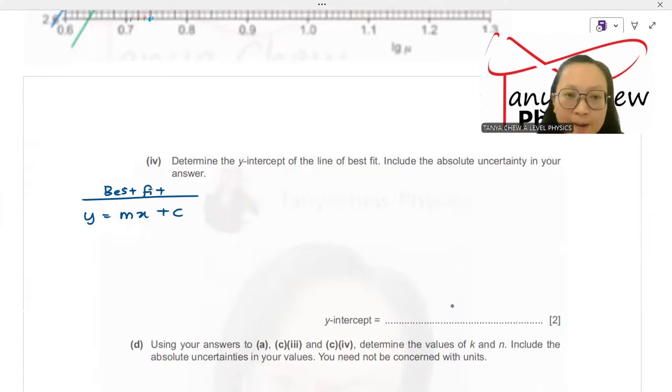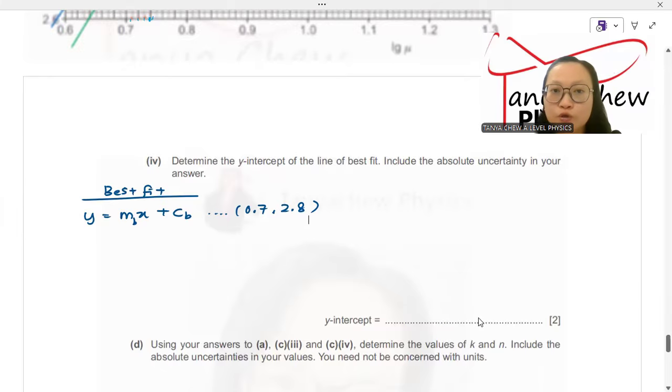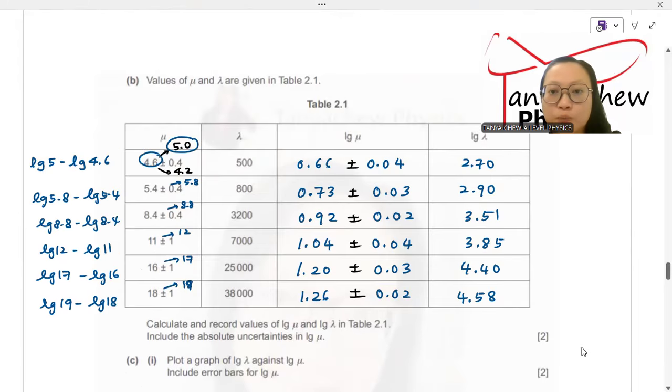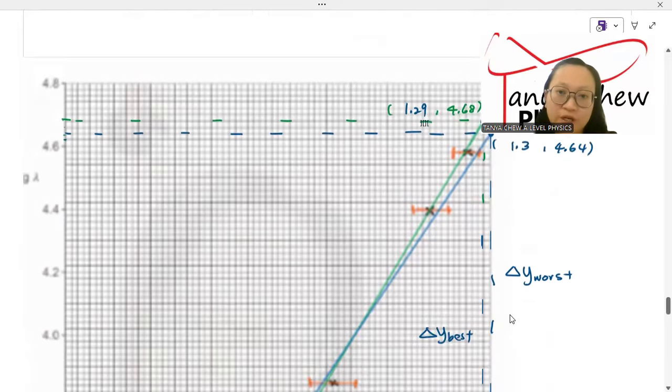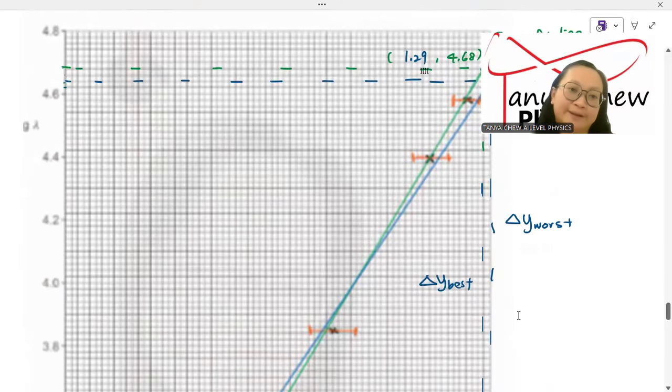Now, to find my y-intercept, c best, my gradient must be the best fit. And for the coordinates, I use one of the coordinates from my best fit that I used just now, 0.7 and 2.8. You can use other values, but make sure that you don't use the points that you used to plot here. Why? Because not all the points lie on the straight line. You use the coordinates which are already on the straight line.